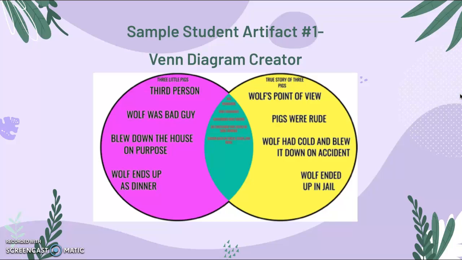This is a sample of what would come from the Venn diagram creator. I did it from the 3 Little Pigs story. So students are able to manipulate different parts of their Venn diagram into different sections of the Venn diagram. And they're able to email it to each other, submit it that way. Like I've used this before to have students submit it back to Schoology for an assignment.